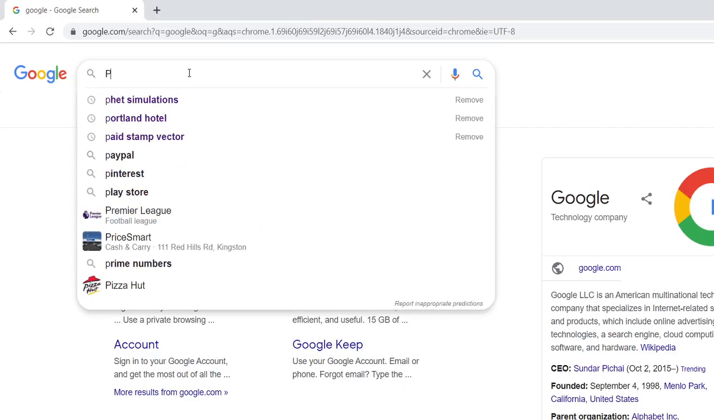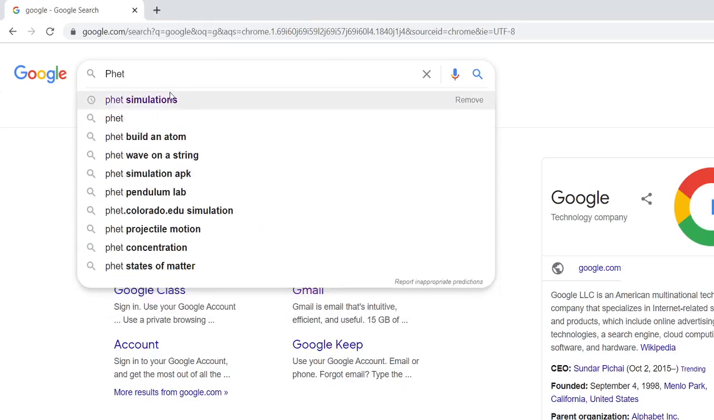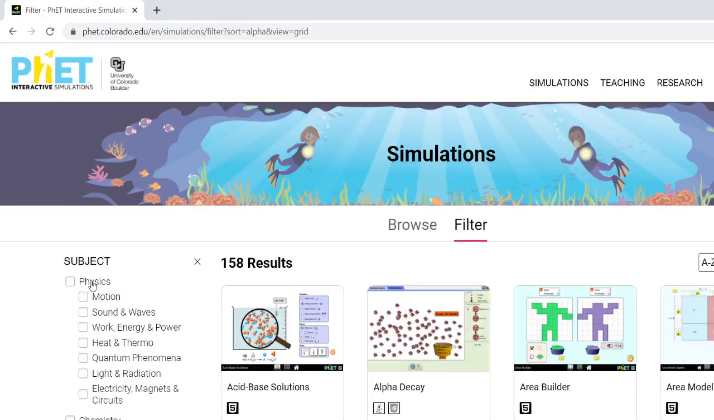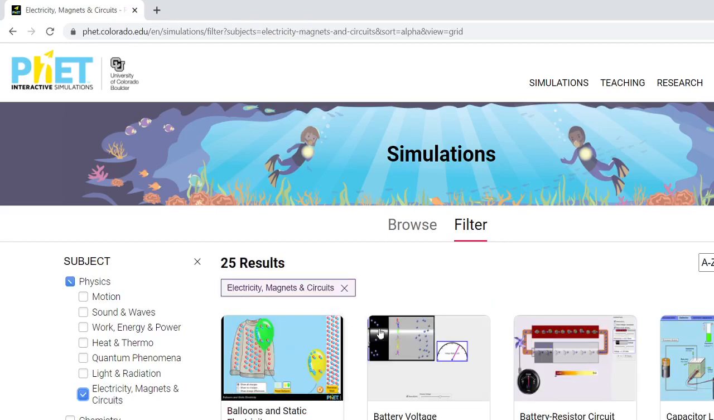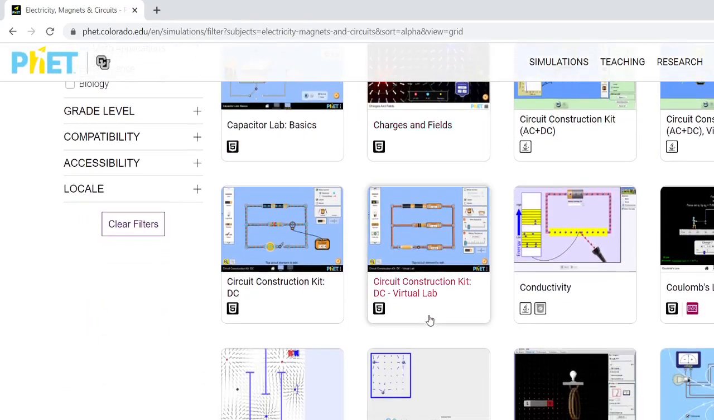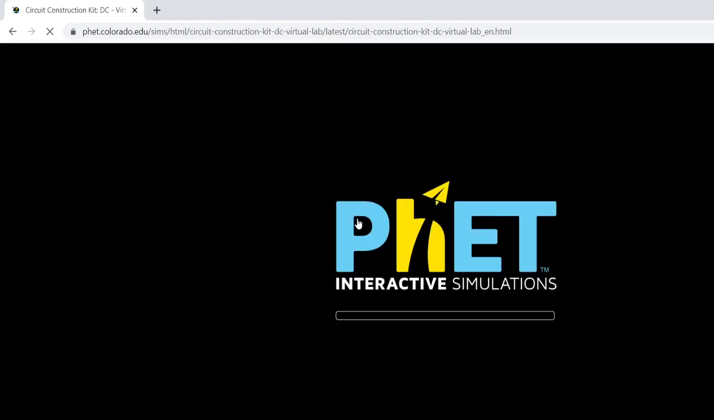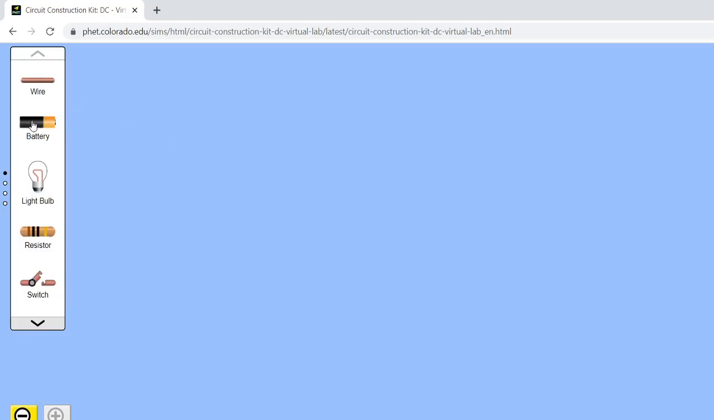We're going to use PhET simulations. Type that in your search engine. PhET simulations. You're going to look on the physics, and you're looking for electricity and magnet circuits. Click that. You're going to look for circuit construction kit, DC virtual lab. So you're going to construct that circuit. If you need to, draw the diagram on the side to remember it.